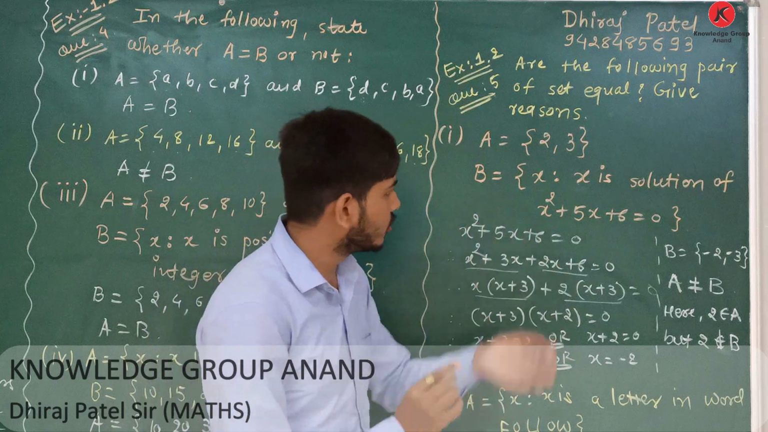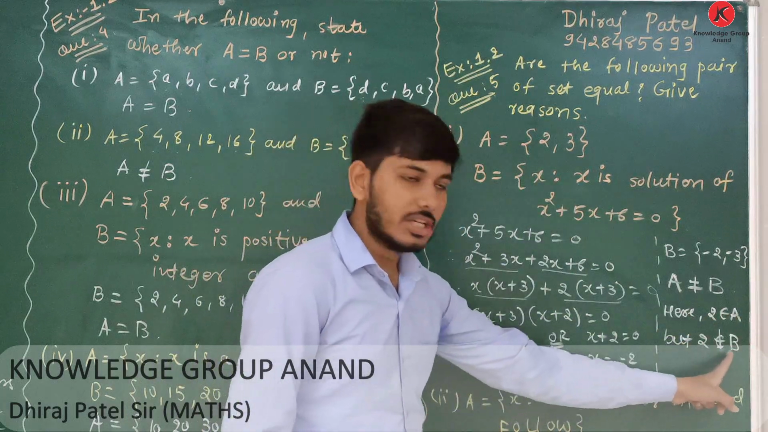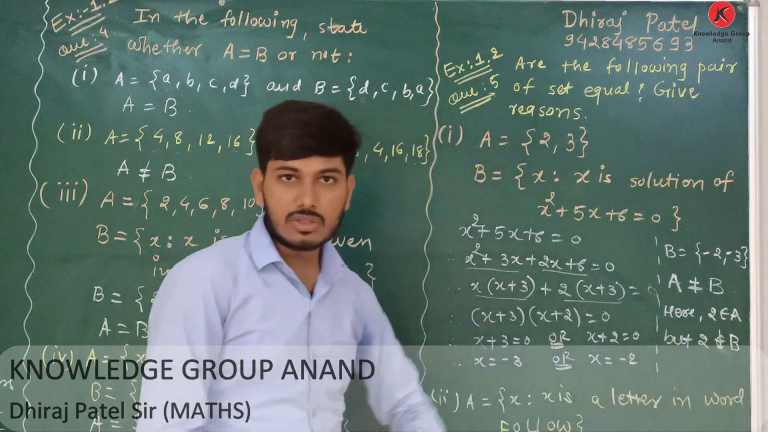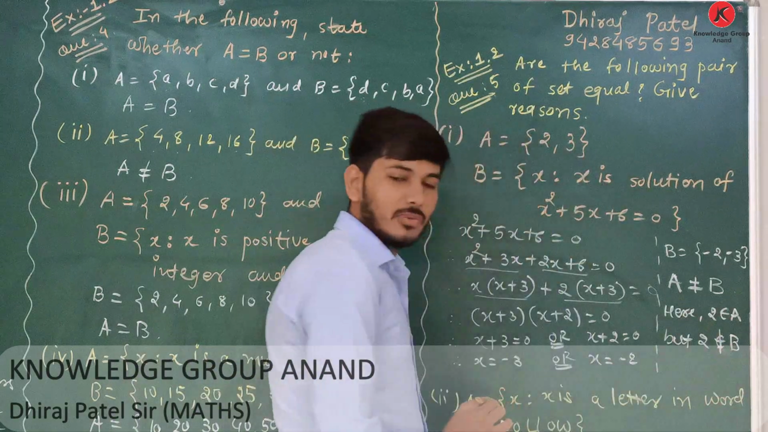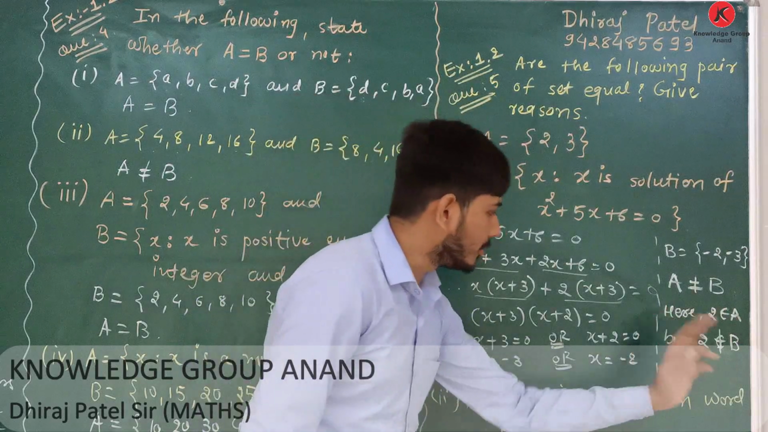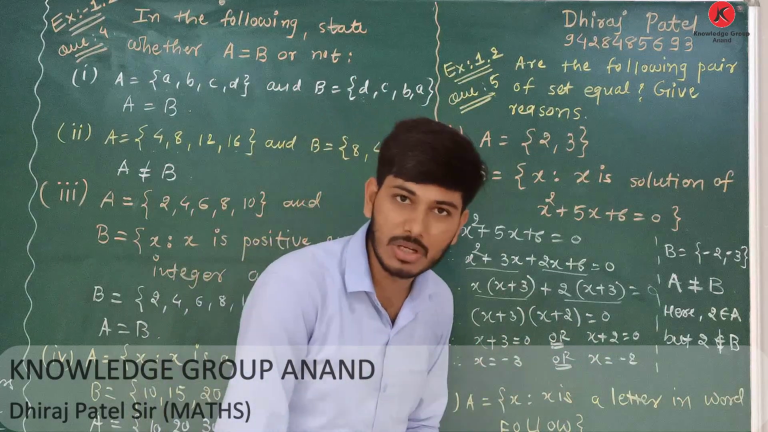As well as you can use 3. 3 belongs to A, but 3 does not belong to B. You can choose any of them. Only one reason is required. Therefore, we can say that 2 belongs to A, but 2 does not belong to B, as well as 3 belongs to A, but 3 does not belong to B.